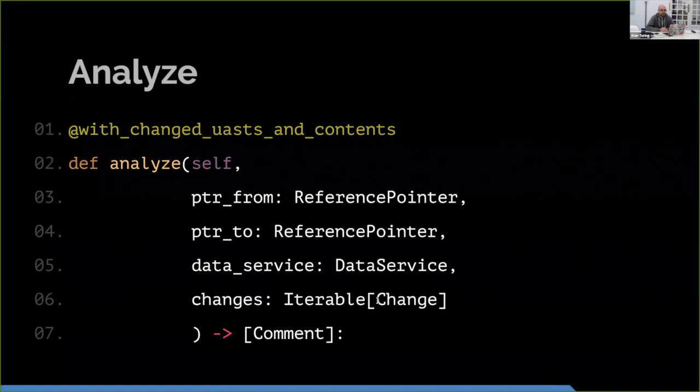And the analyze function is very similar. You have two reference pointers, the previous original state where you started your pull request, and the head state, the head of your pull request. You have a data service channel again, and you have a list of changes. Each change is a pair of files, the same terminology as we had for train. So you have USTs before, USTs after, and raw file contents before, raw file contents after.